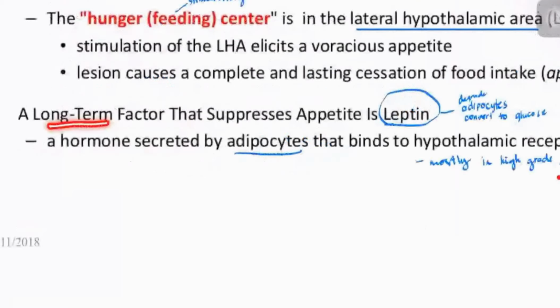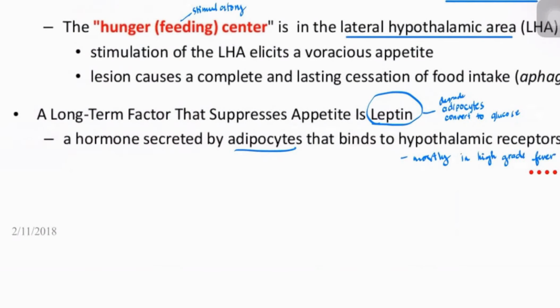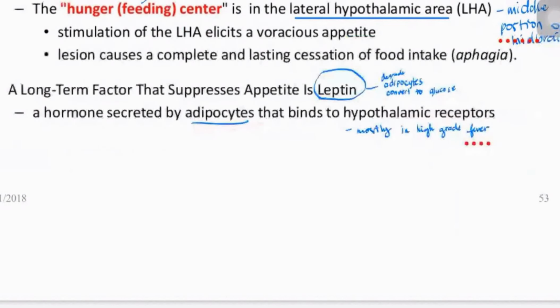Long-term factor that suppresses appetite is your leptin. Your leptin degrades your adipocytes and converts to glucose. This is a hormone secreted by your adipocytes that binds with your hypothalamic receptor, mostly in the hypothalamus. So, that's your leptin.